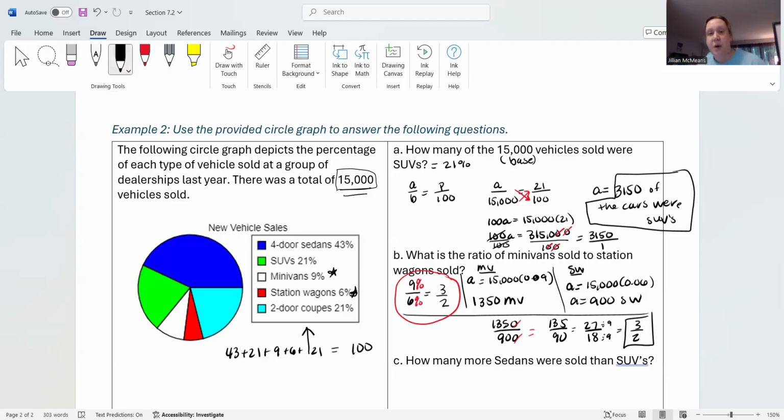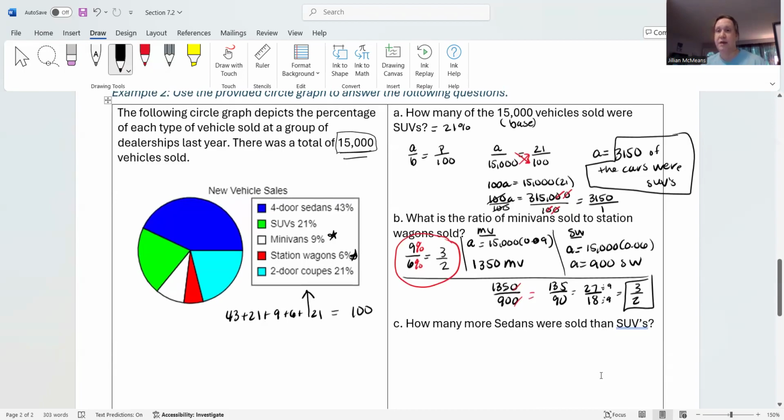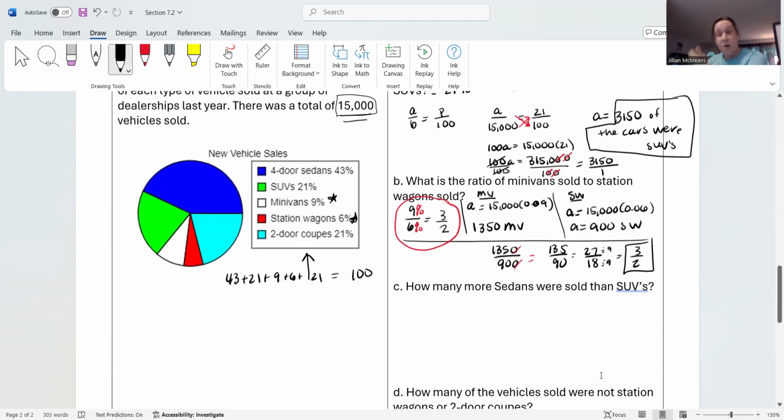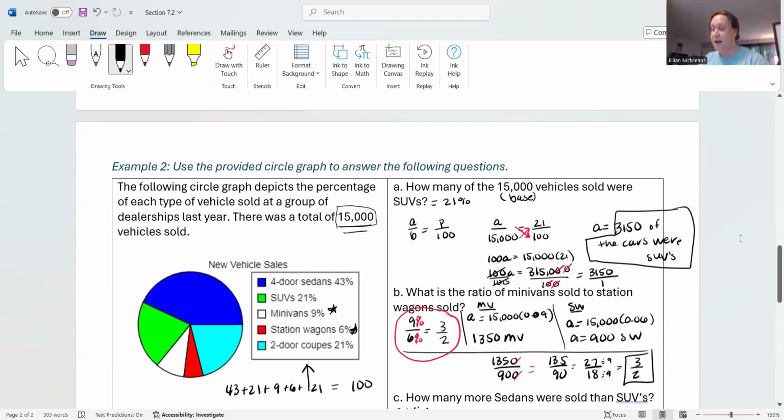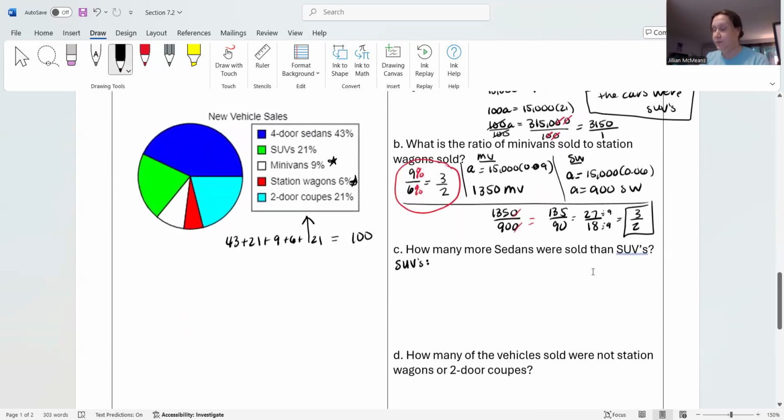Okay. So Part C says, how many more sedans were sold than SUVs? We can do this one a couple of ways too. Let's go ahead and start by figuring out how many SUVs and how many sedans were sold. Now, SUVs, we already found the number of SUVs in Part A. We found that there were 3,150 SUVs. Let's figure out the sedans.